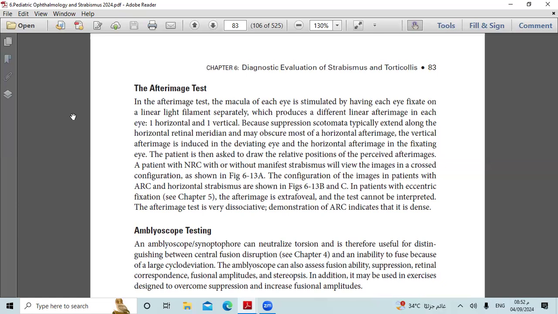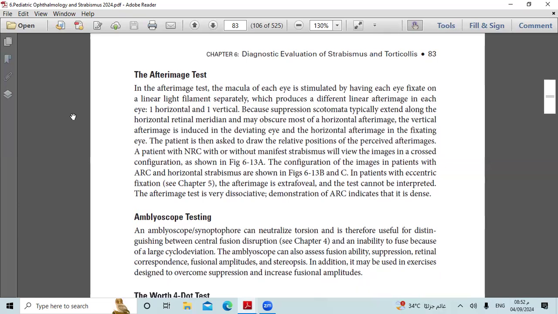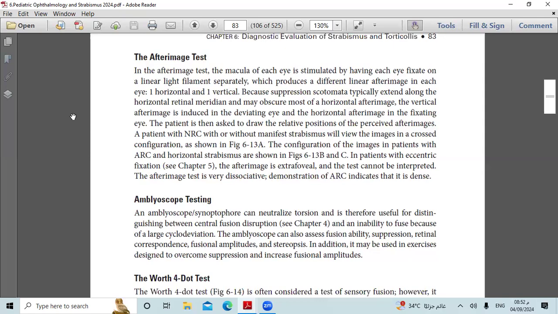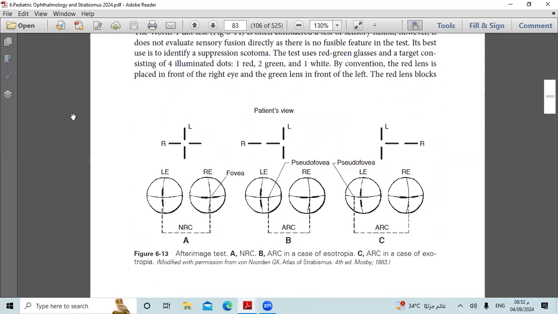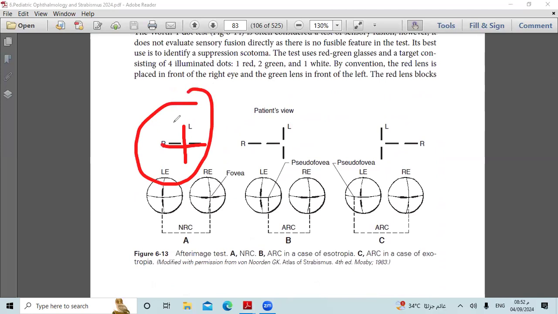The after image test is very dissociative. Demonstration of abnormal retinal correspondence indicates that it is dense. Okay, here I think this is picture A and B and C. So here, after image test in picture A, there is normal retinal correspondence. You see the horizontal and vertical line as a cruciate, and this is normal due to these two points of correspondence in both eyes at the retina.